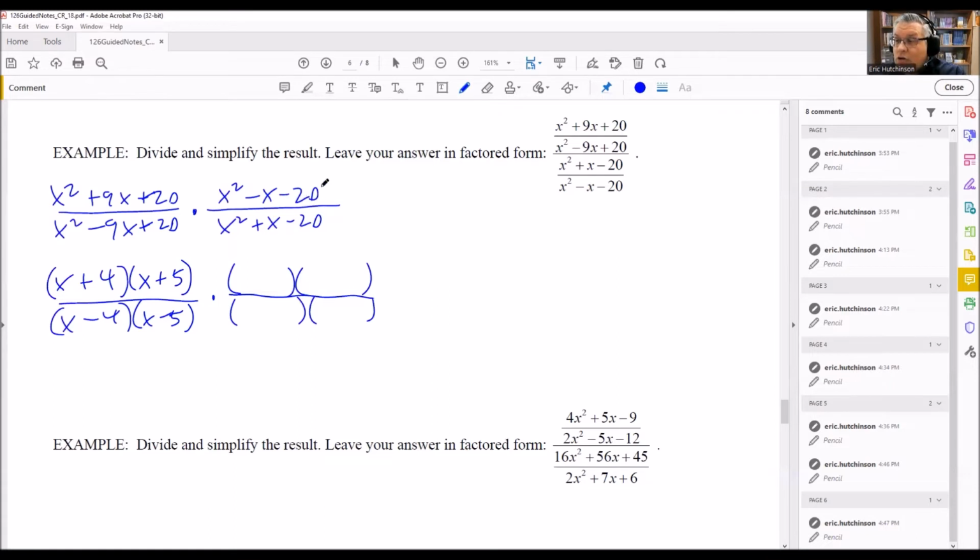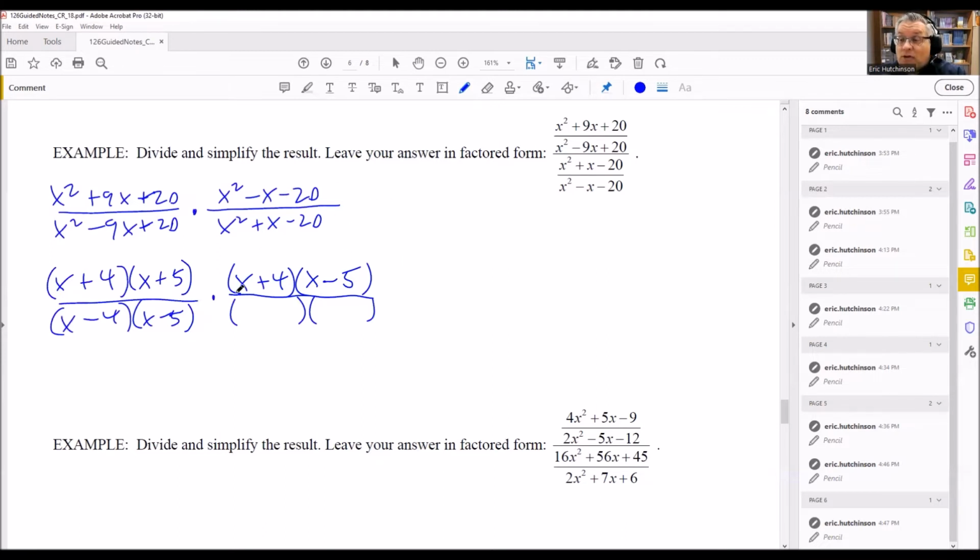All right, so next one, we've got the 20 again, but this time you want that to add up to negative 1. Well, that's going to be 4 and 5 again. But this time, since the middle thing is negative, we want to put a negative next to the larger number. So we're going to put an x plus 4 and an x minus 5. We know that one of these has to be negative because the last number here is negative.